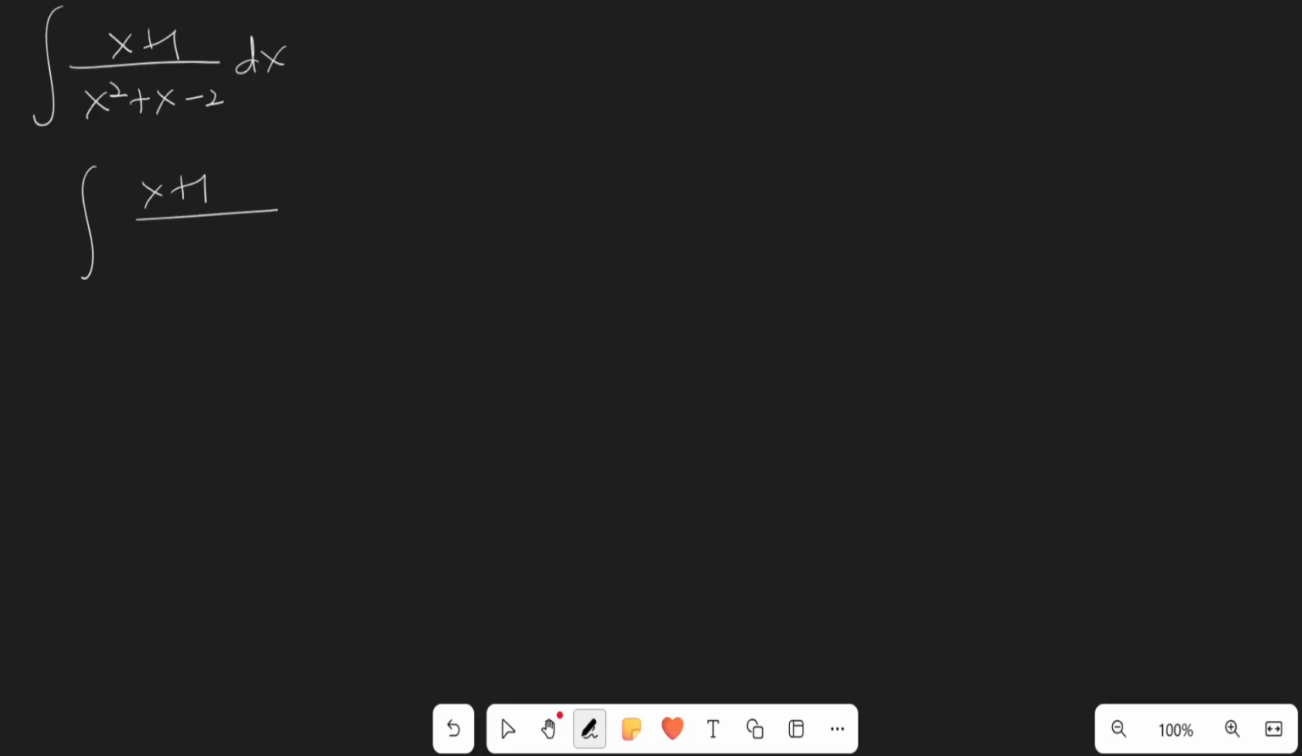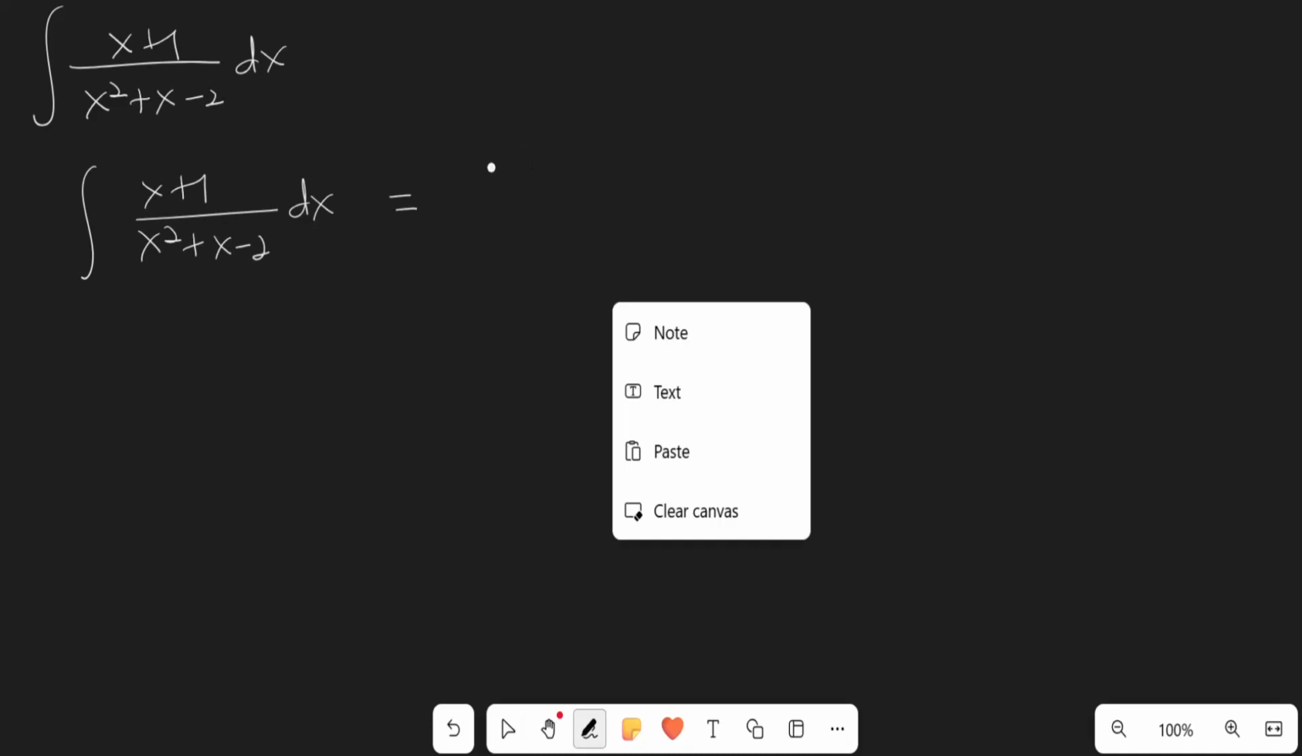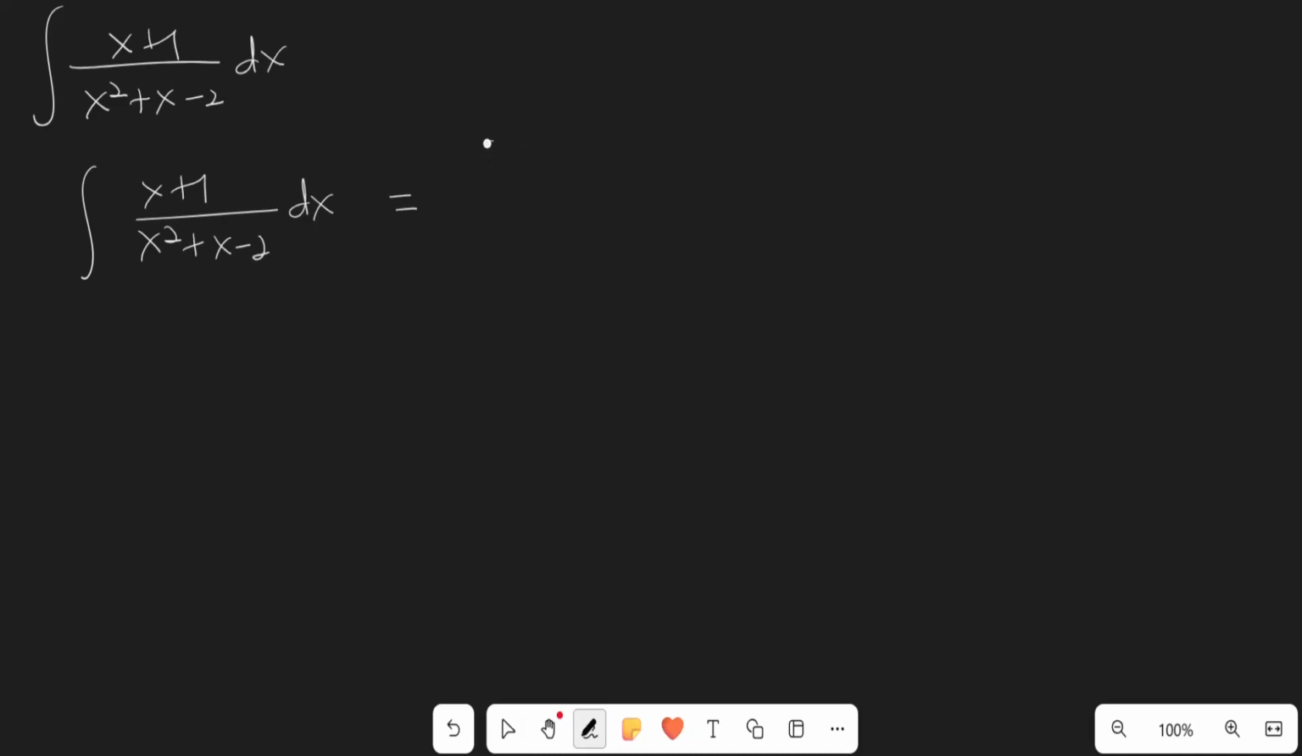of x plus 1 over x squared plus x minus 2 dx is equal to, I will just multiply the numerator by 2, but I can't just do that. I can't just multiply the numerator by 2. I have to divide by 2. So that will nullify the effect in the numerator. That is half times 2, that is 1. So the original expression is still the same. The reason why I multiply the numerator, you will see shortly.